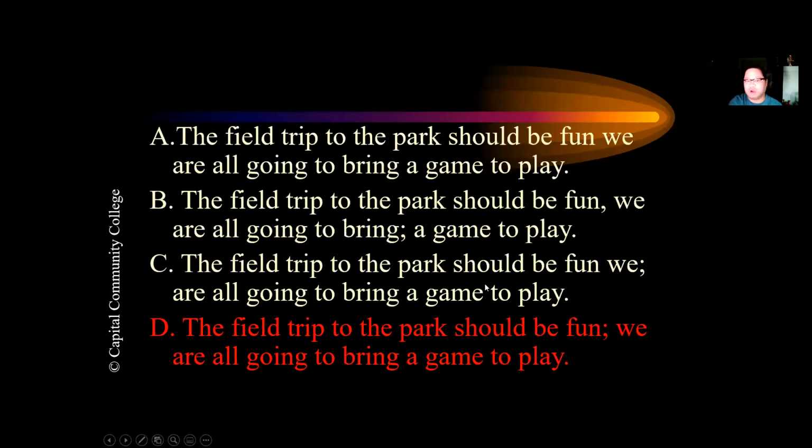Okay, here, letter C. The field trip to the park should be fun. We, it's separated by we. Then the next sentence starts with R. That's wrong. Okay. The field trip to the park should be fun, comma. Okay. This can be corrected if we add the word and right here. Comma. And we are all going to bring a game. Then take out the semicolon. Okay. Because after the semicolon, a game to play is not a complete sentence. This one right here, there's no punctuation at all, so it's incorrect.